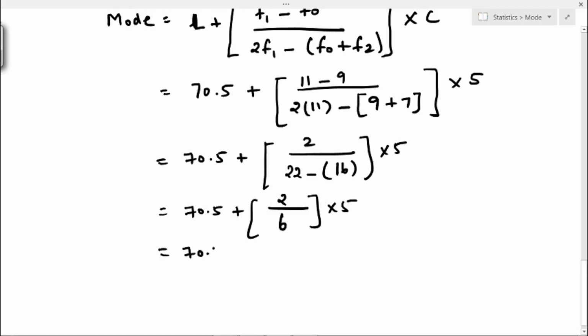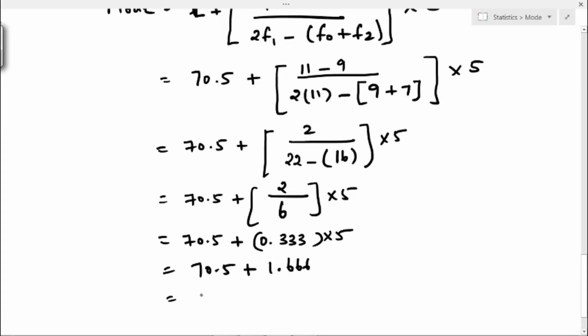Simplify this: 70.5 plus 2 divided by 6, that is 0.333, into 5. If you multiply these two values, you will get 1.666. If you add, you will get 72.17. This is the mode value.